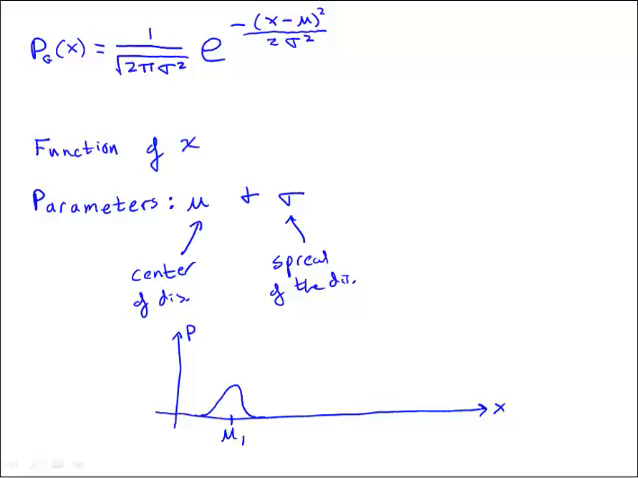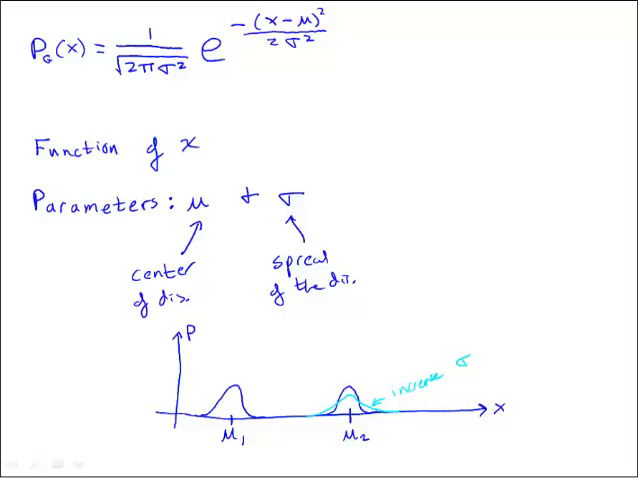If we were to increase mu, that distribution would move up to mu2. If we were to increase sigma, the distribution would spread out. Notice, however, that since the area under the distribution, that is, the integral under the distribution, has to be 1, if sigma increases and the distribution spreads out, it has to necessarily lower its peak.